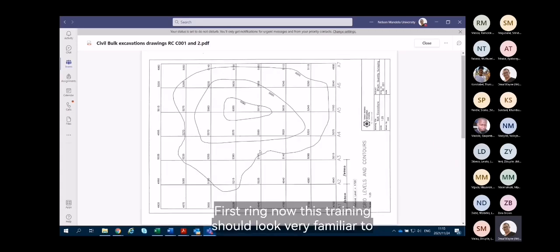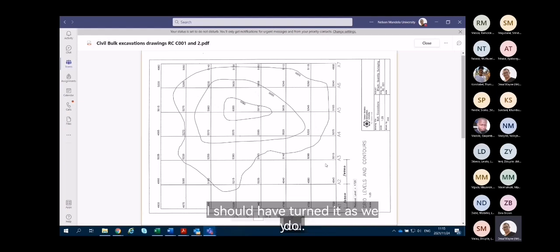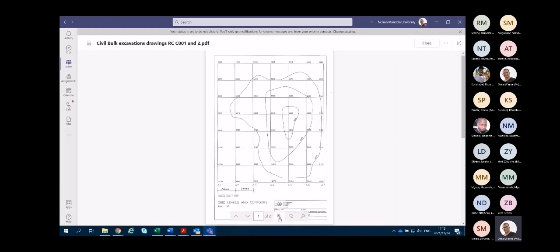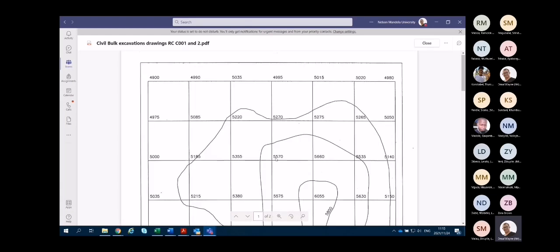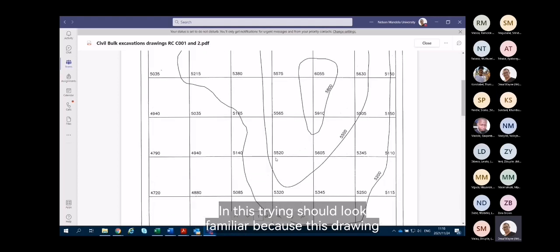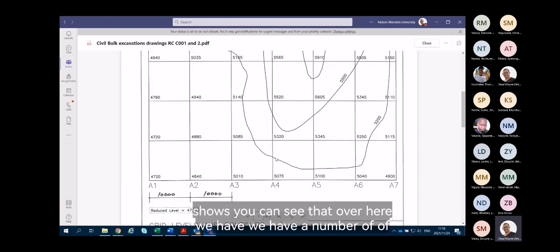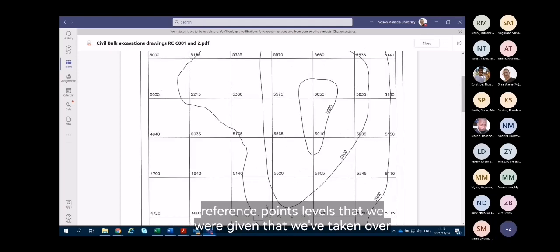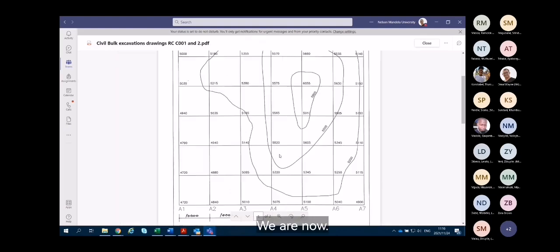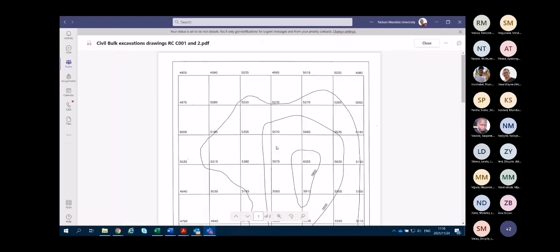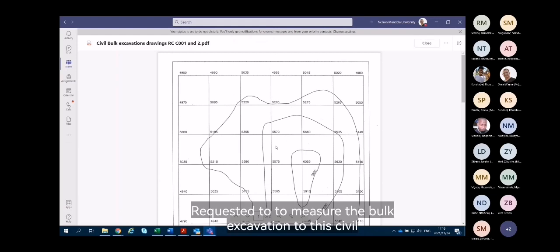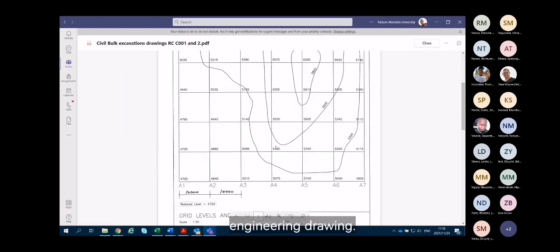This drawing should look very familiar to you. I should have rotated it here. This drawing should look familiar because you can see that over here we have a number of reference points, levels that we were given that were taken over, and we are now requested to measure the bulk excavation to this civil engineering drawing.